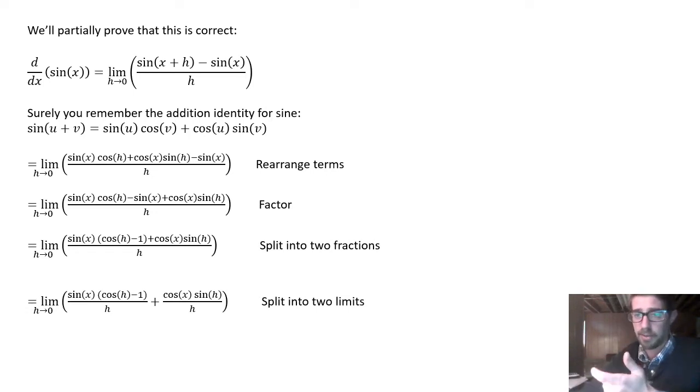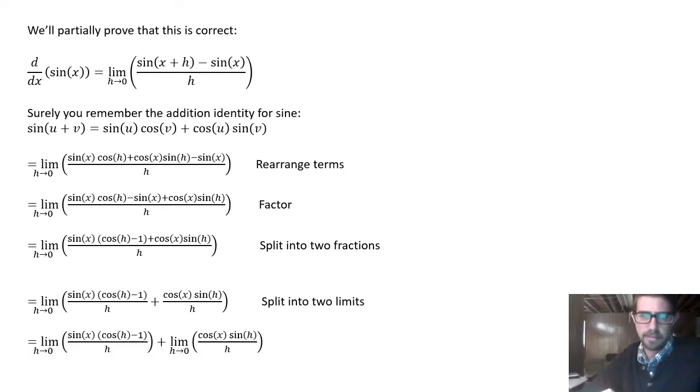We're then allowed to split that into two limits just because of the old limit law we had where I said, okay, the limit of a sum is the same thing as the sum of the limits. So that behaves nicely and just splits up into two things that we can look at separately. So we're going to examine those two things as separate limits.